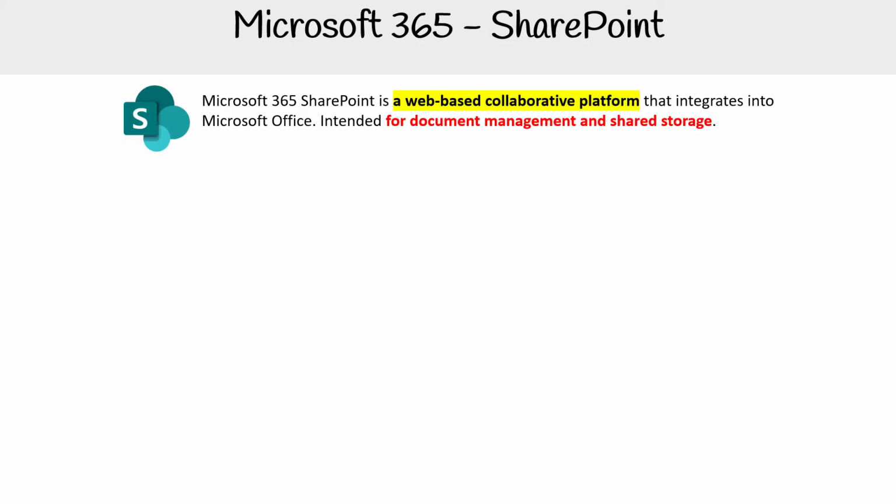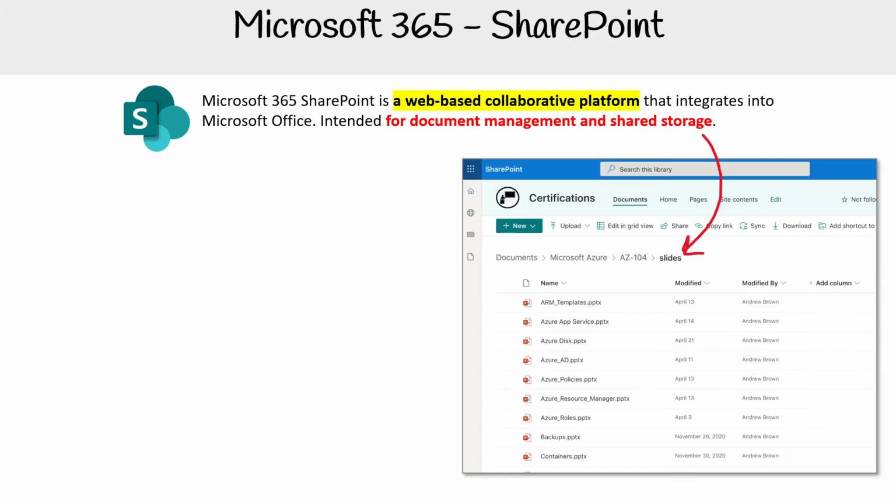Let's take a look here at Microsoft's 365 SharePoint. So 365 SharePoint is a web-based collaborative platform that integrates into the Microsoft Office, intended for document management and shared storage. And here is a screenshot of my SharePoint. And so there's the AZ104.